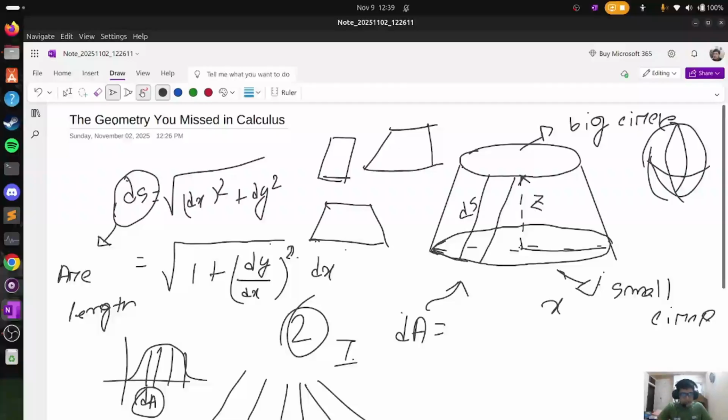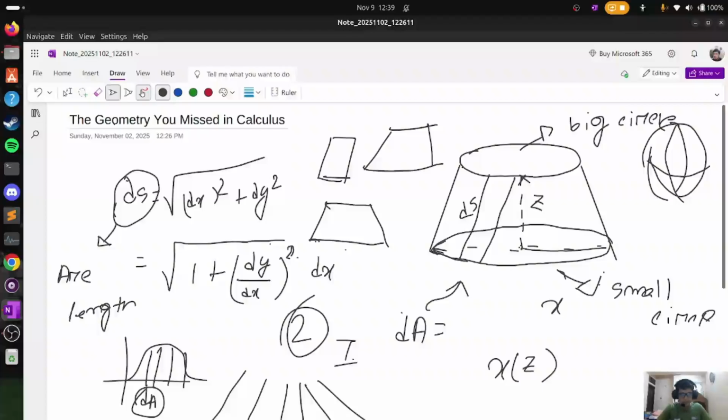Here the radius increases, right? From a small circle to a big circle, the radius increases. And do you see the relation? The radius is proportional to the distance from the Z. As the Z increases, the radius will increase. The radius x is a function of Z. We can say that, right? Yes, we can say that. Okay, now here comes the more important part.